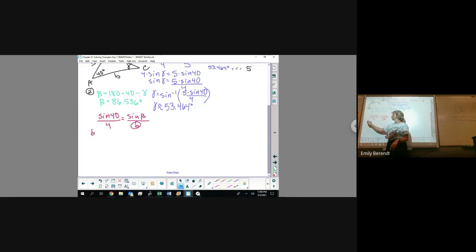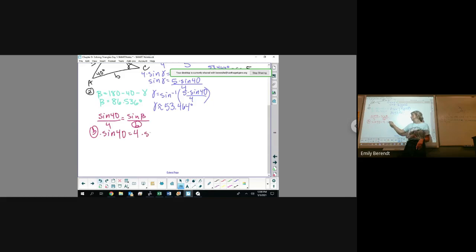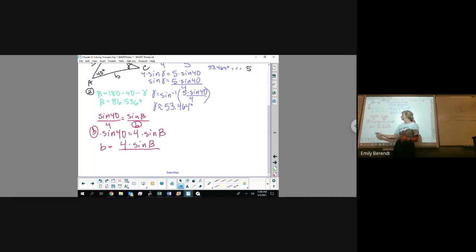So I cross multiply: little b times the sine of 40 equals 4 times the sine of beta. Divide, so we get little b equals 4 times the sine of beta, which is already stored in your calculator, divided by the sine of 40.